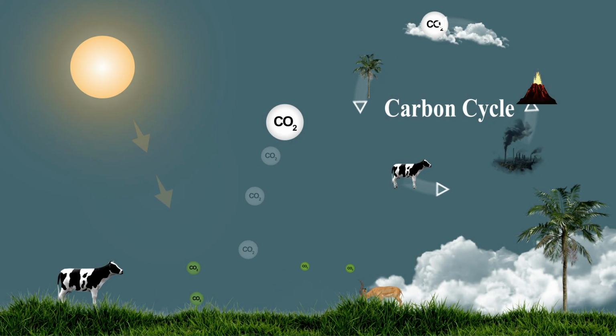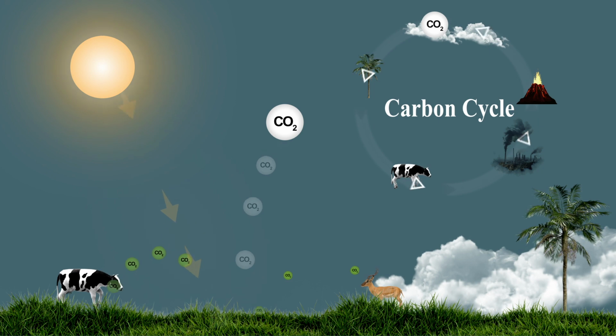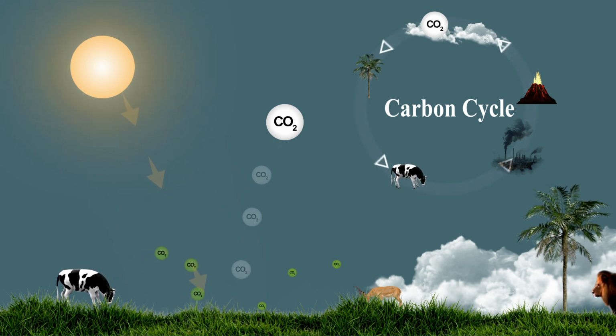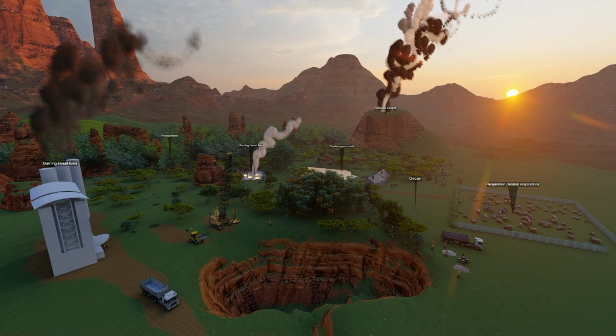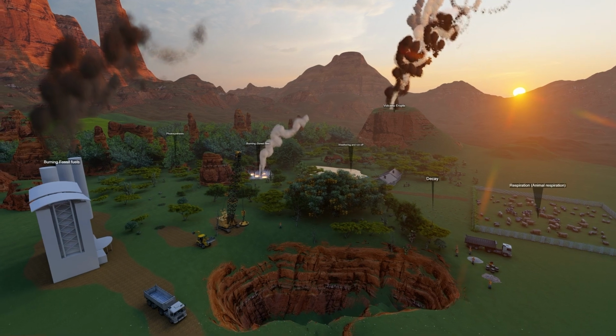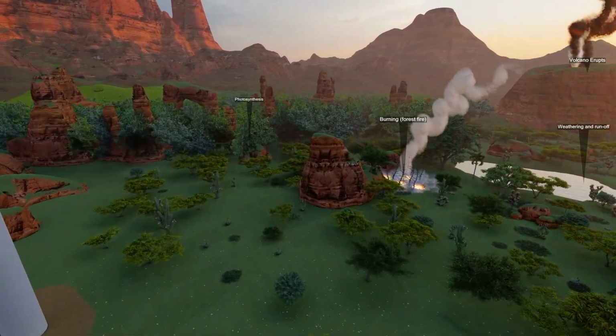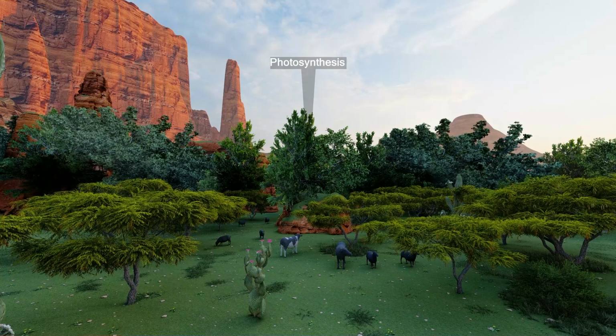The series of processes by which carbon compounds are interconverted in the environment is called the carbon cycle. Photosynthesis. Through the process of photosynthesis, carbon dioxide is pulled from the air to produce food made from carbon for plant growth.